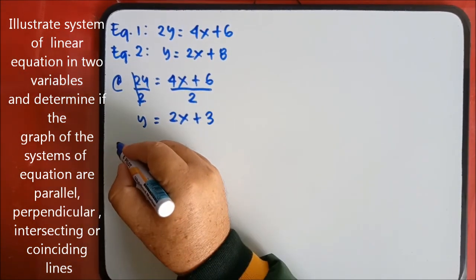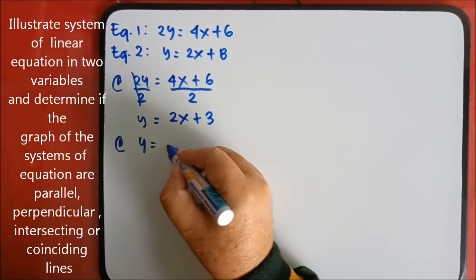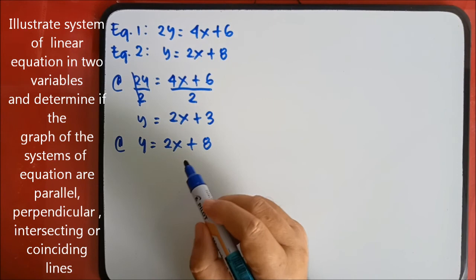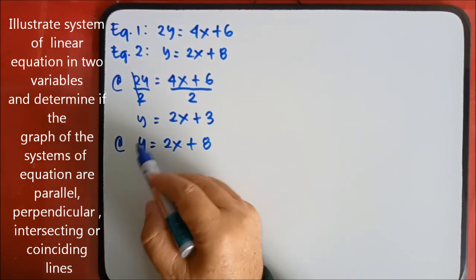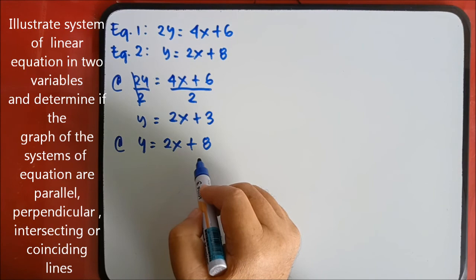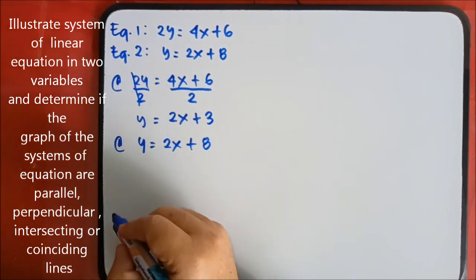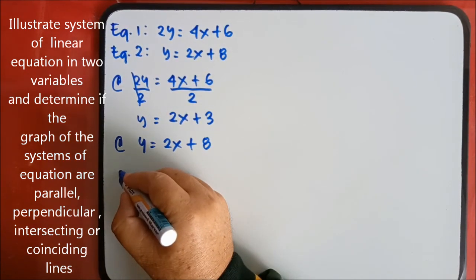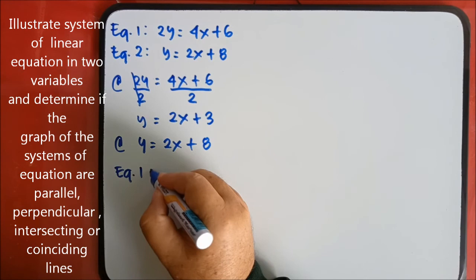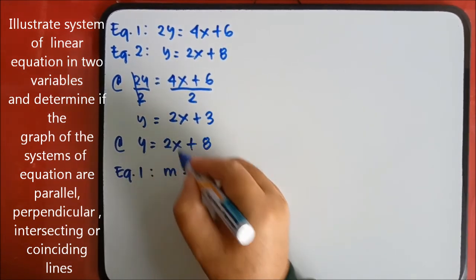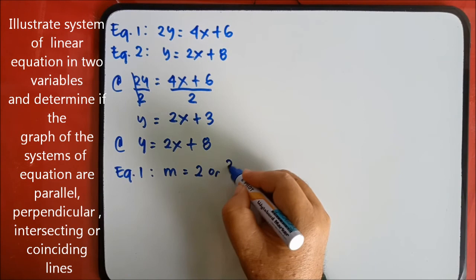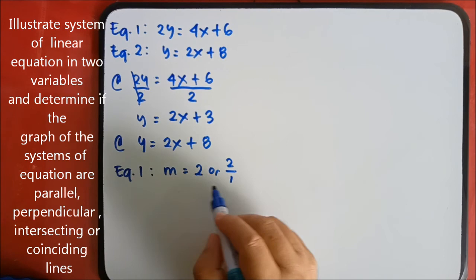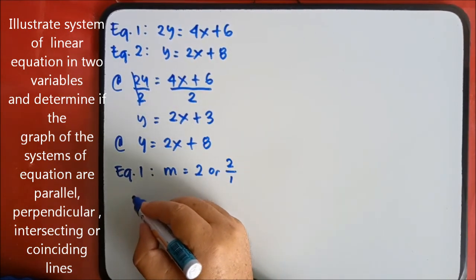Okay. Equation 2. Y equals 2x plus 8. Ito hindi na kailangan i-convert. Bakit? Kasi y na eh. Wala nakakabit sa y. So y equals 2x plus 8. Okay. Ano ang slope nito? Okay. Equation 1. Slope is equal to 2 or 2 over 1. Now, you have your slope already. Equals 2 over 1. What is your y-intercept?